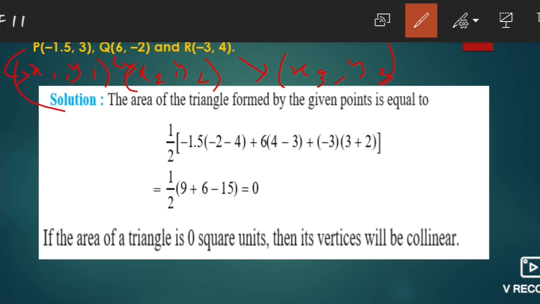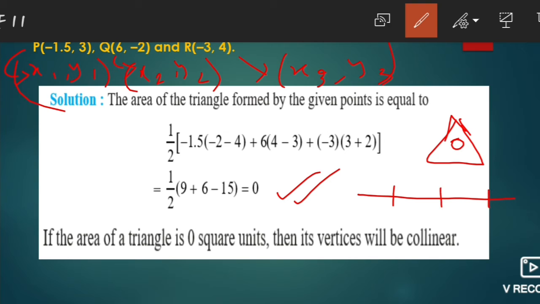After using that formula and putting the values of x1 y1, x2 y2, x3 y3, you can see that the value is becoming 0. Now this is a triangle whose area is becoming 0. Is it possible that the area of a triangle is 0? No. Then when is it possible? If the 3 points lie on a single line. If the 3 points P, Q, R lie on a single line, then the area will become 0.